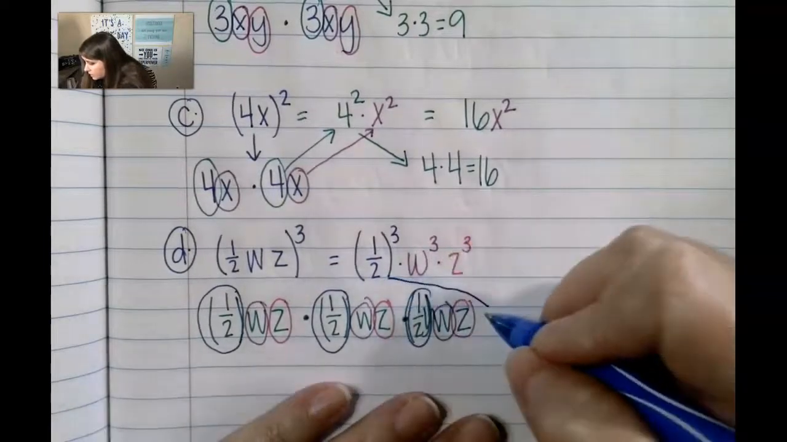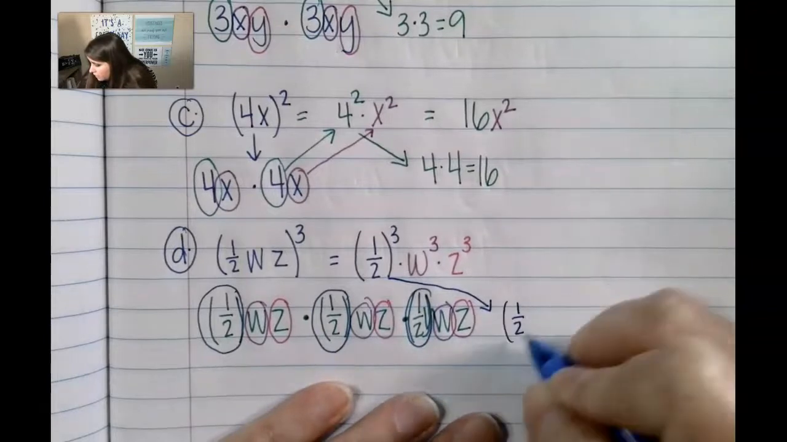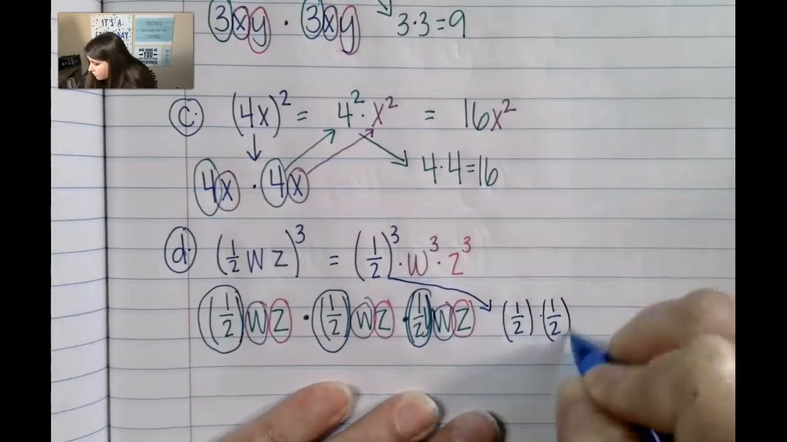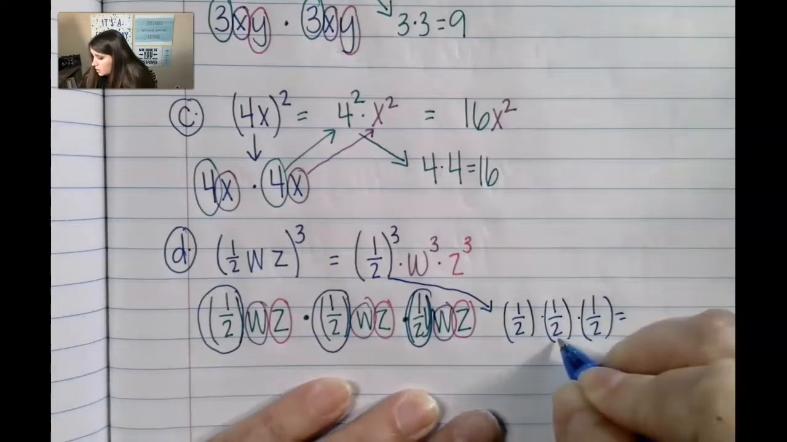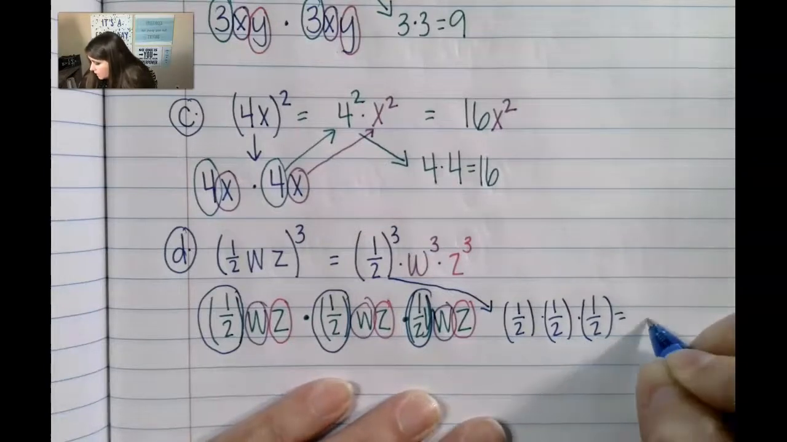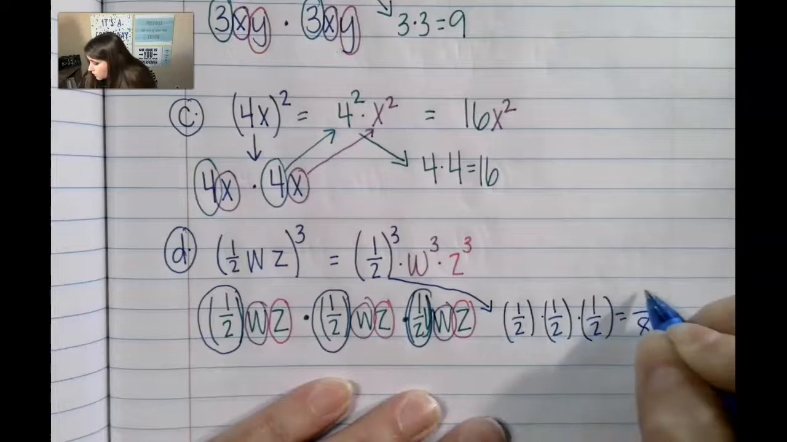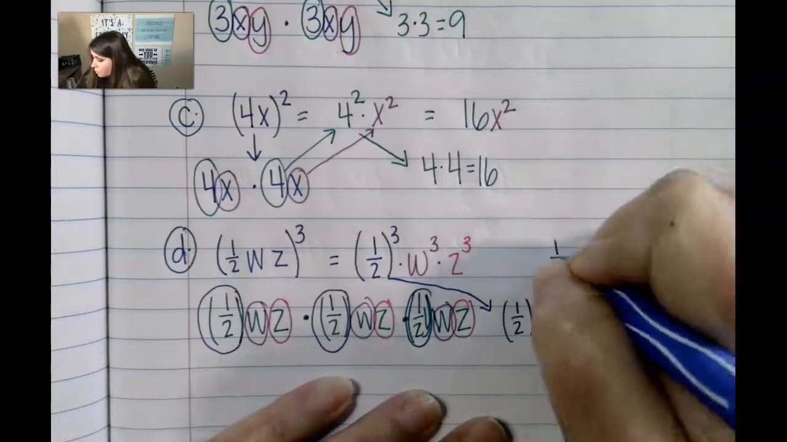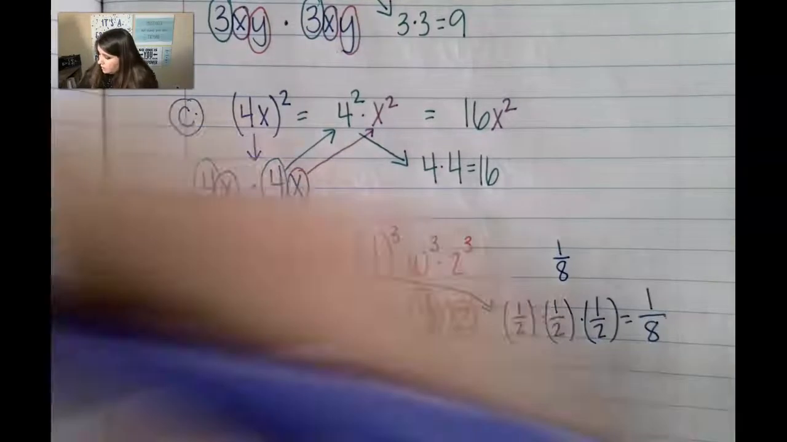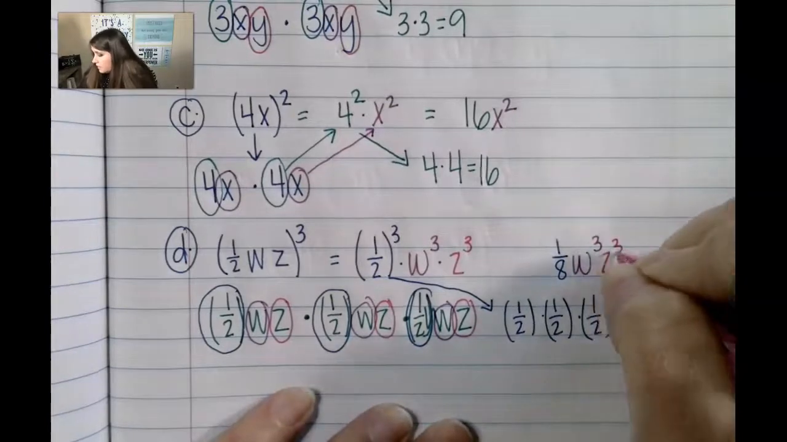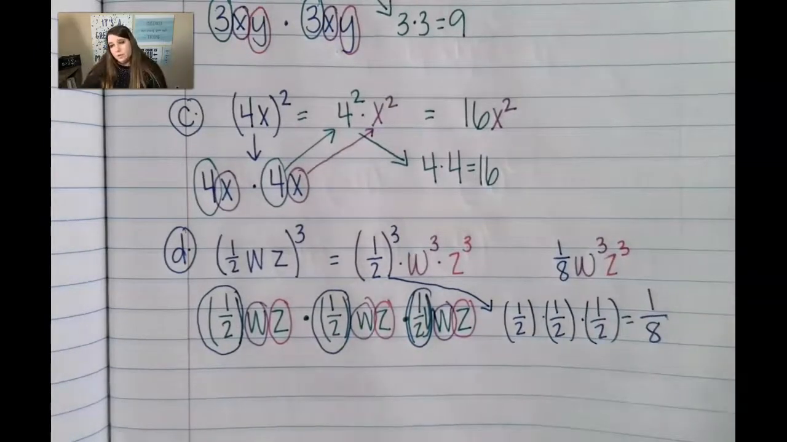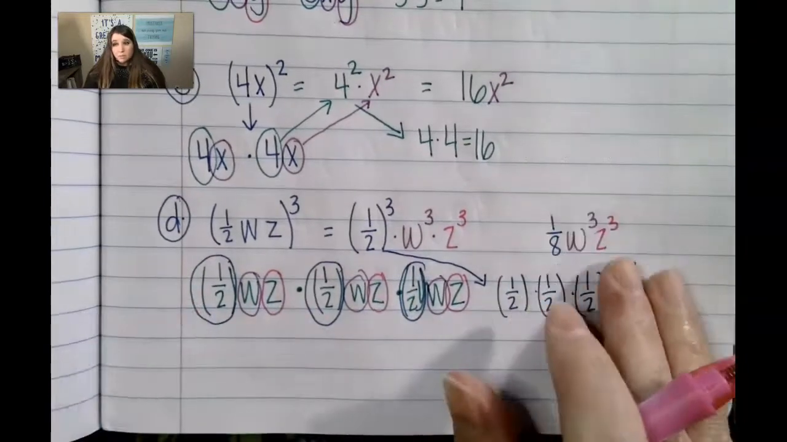So let's go ahead and show our work. We have 1/2 times 1/2 times 1/2. 2 times 2 is 4 times 2 is 8. 1 times 1 times 1 is 1. So we have 1/8 w to the third times z to the third power. Okay, so simplify the things you can simplify and combine the things that we're not able to simplify.